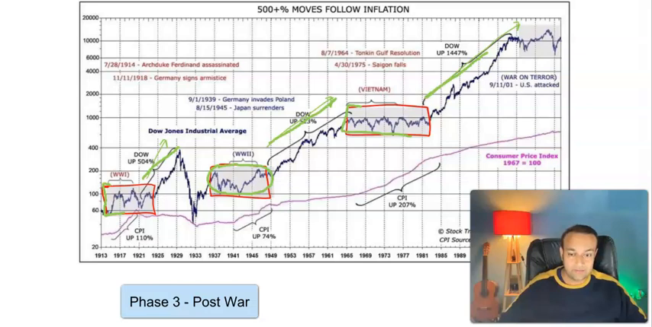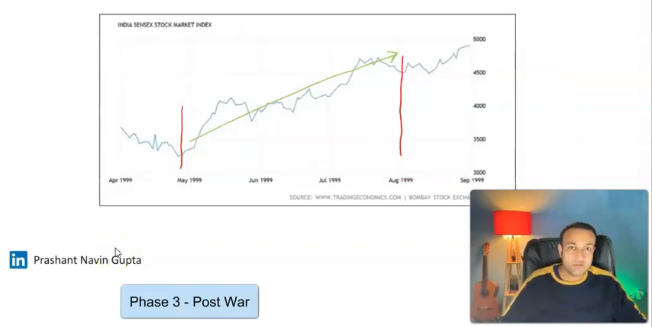So, at least for the US markets, after the war, in the post-war phase, there is a strong market rally. Now, you might say that, Prashant, this was data for US markets, and the US investors may have a different behavior and perceptions when it comes to war. Point taken.